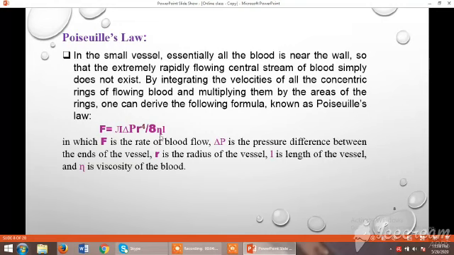And this is eta, the viscosity of the blood. Viscosity of blood increases in case of polycythemia and also in case of dehydration, and decreases in case of anemia. And the length of the vessel mainly depends on the weight of the person. As you know, more weight, more will be the length.